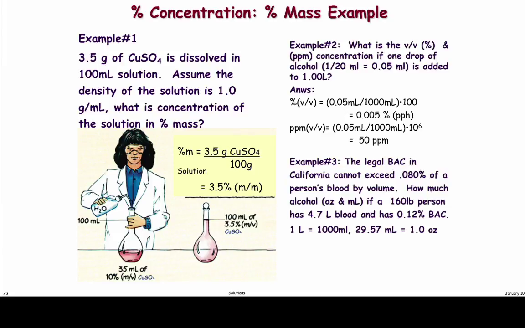Now, in California, the legal blood alcohol content is 0.08% of a person's blood by volume. How much alcohol in ounces and milliliters is in a person that weighs 160 pounds, which has about 4.7 liters of blood and has a 0.12 blood alcohol level? Calculate that.